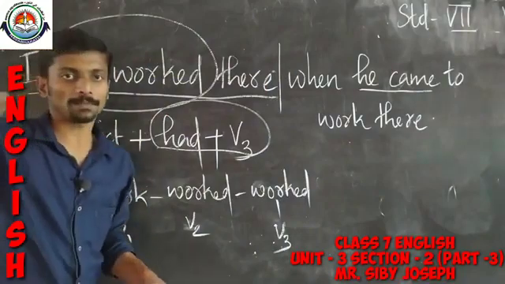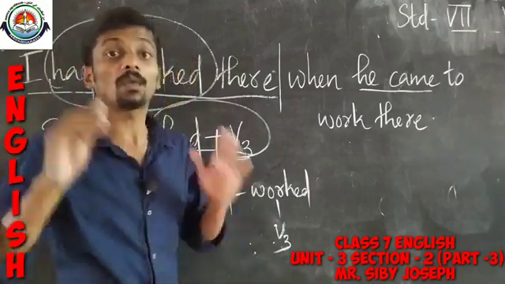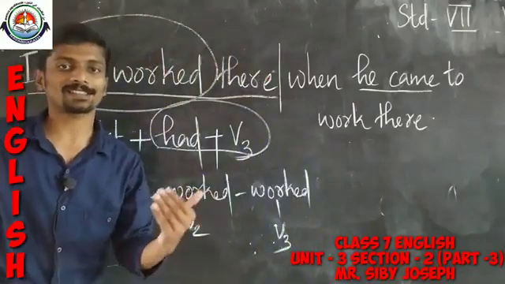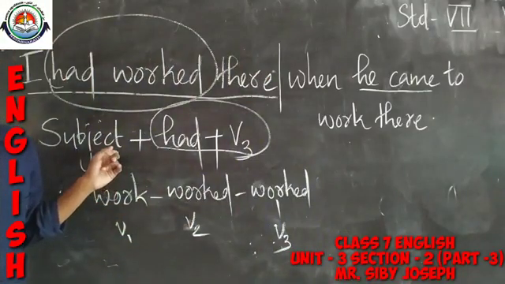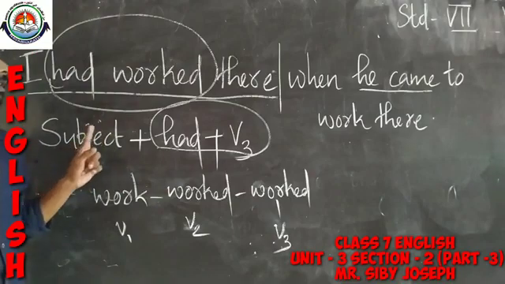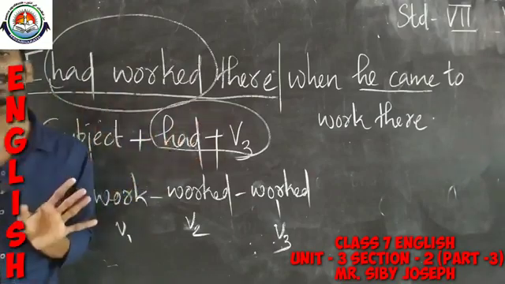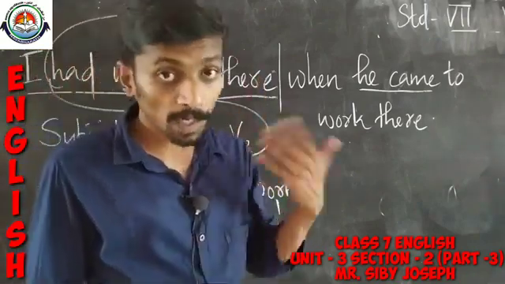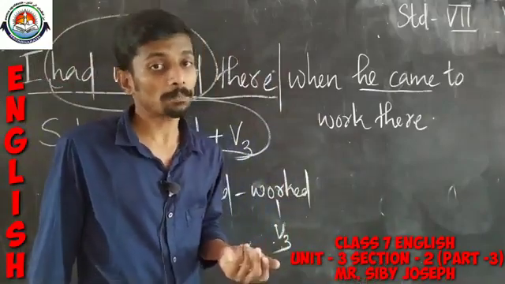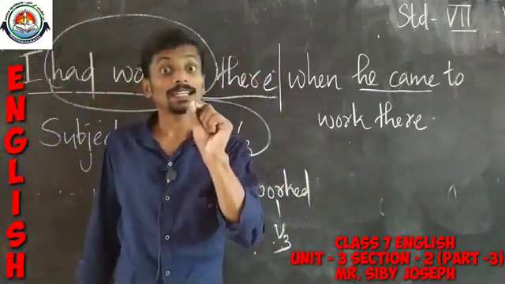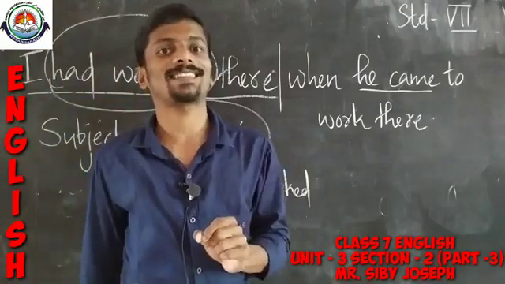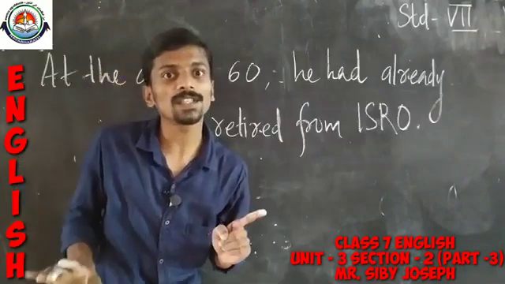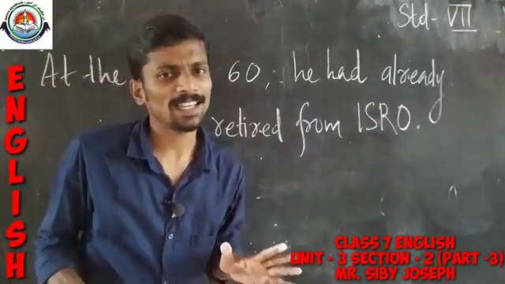So, the first question which I raised in the beginning of this class was, what is the structure of past perfect tense? Now, I think that you are able to catch the structure. What is the structure of past perfect tense? Had plus V3, or subject plus had plus V3. In that way, we can identify whether it is a past perfect tense or not. And then comes my second question.